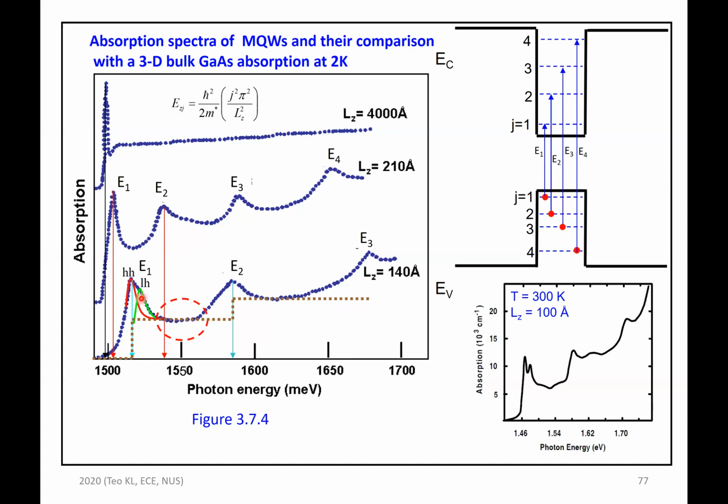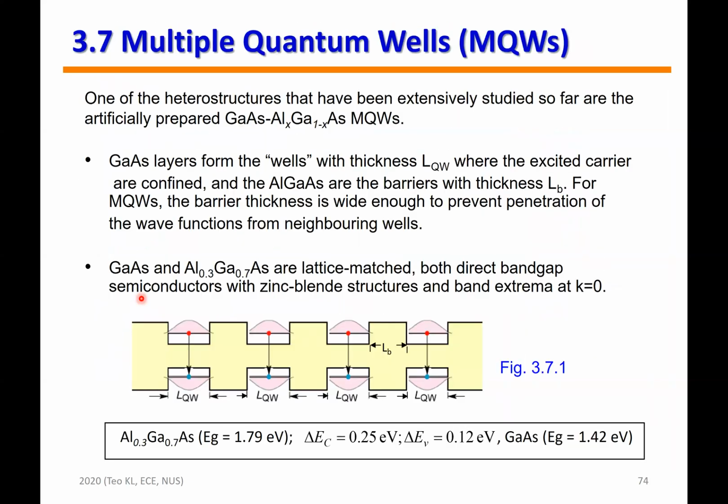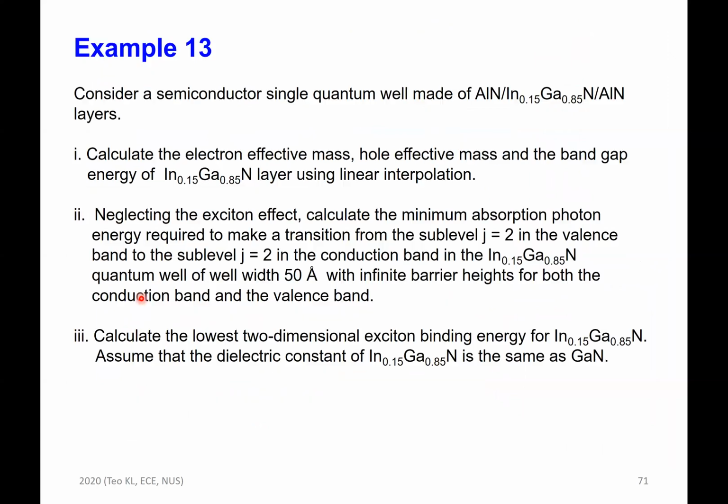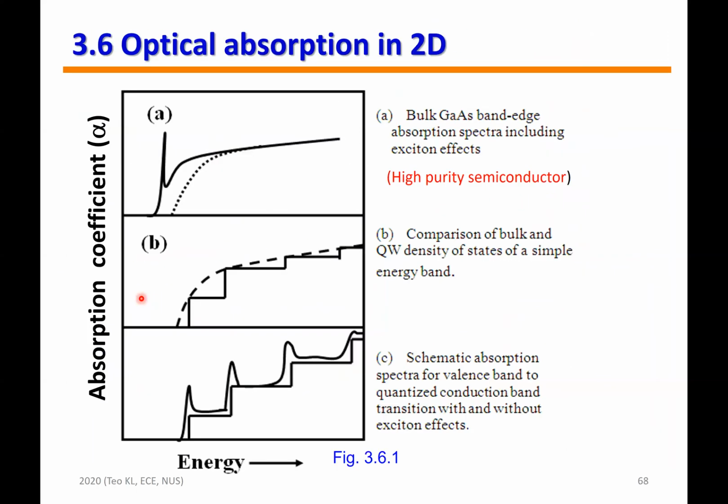So I did mention in the previous diagram, this is the step absorption. If you have exciton, you'll be riding on top of it. So you can see the exciton peak, flat, exciton, and then flat, and then exciton peak, and then you go flat, and then exciton peak.